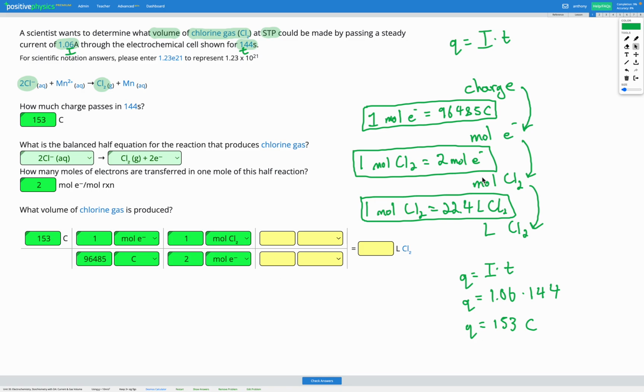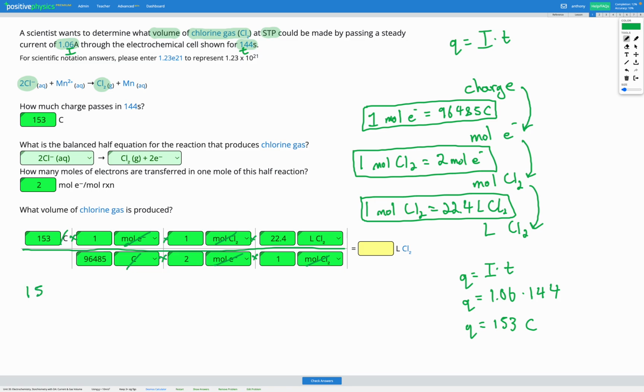Lastly, we're converting from moles of chlorine to litres of chlorine. So moles of chlorine is going to go on the bottom, litres of chlorine is going to go on the top, and then we need the top and the bottom of the fraction to equal each other. So we know 1 mole of chlorine is equal to 22.4 litres of chlorine. Now we're ready to go ahead and multiply everything on the top, multiply everything on the bottom, and divide top by bottom. The coulombs are going to cancel, the moles of electrons are going to cancel, and the moles of chlorine are going to cancel, leaving us with litres of chlorine, which is our goal unit.